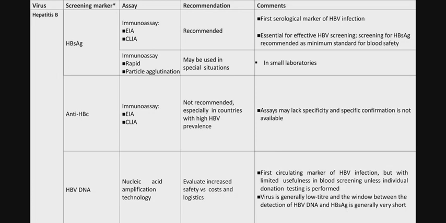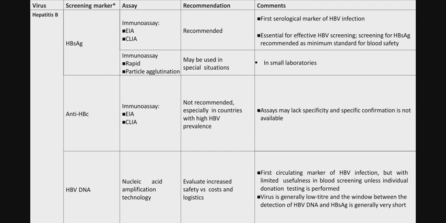When it is done by the rapid test or the particle agglutination, this test may be used in special situations in small laboratories. Now, for anti-HBc, enzyme immunoassay and chemiluminescence methods are used. It is not recommended, especially in countries with high HBV prevalence. The assay may lack the specificity, and specific confirmation is not available.